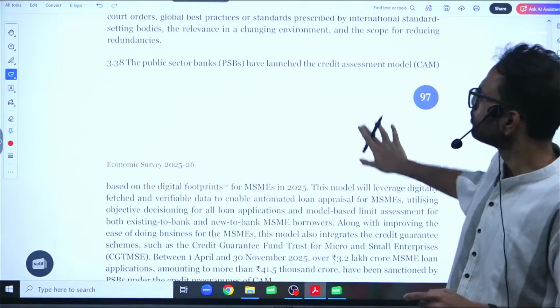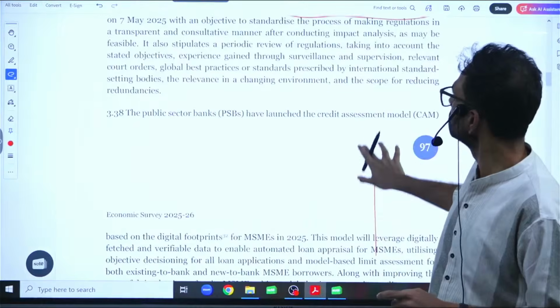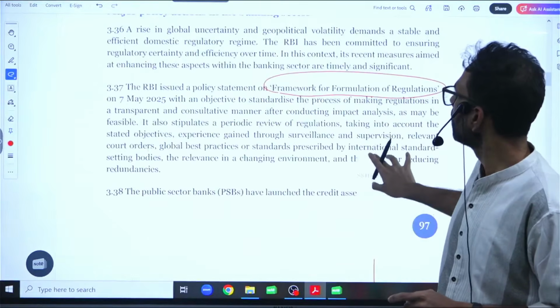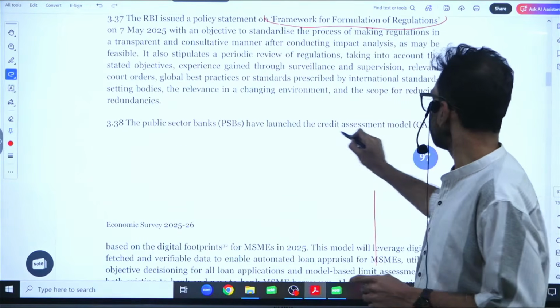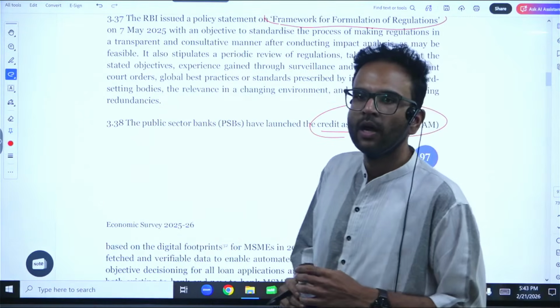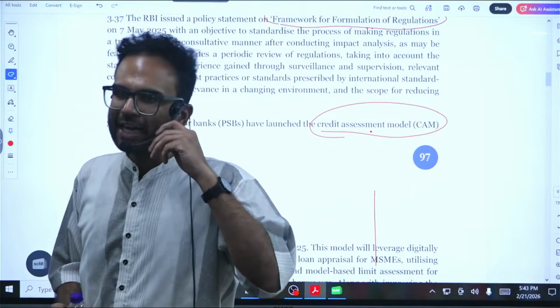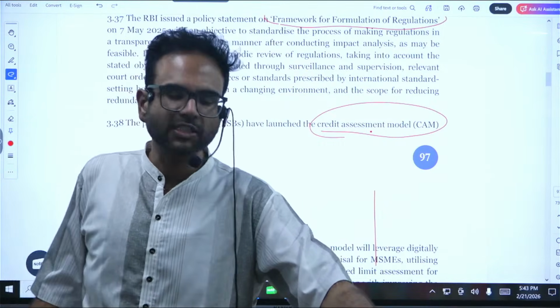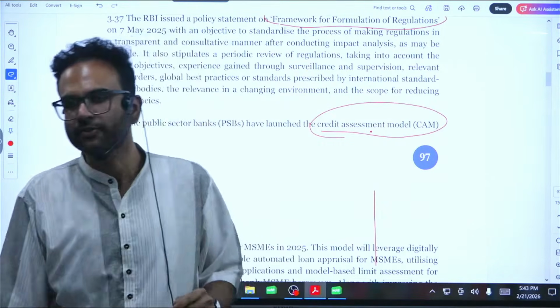Second, okay, then you have something called the credit assessment model by public sector banks. Before I explain this, let me explain some other concepts which are relevant in this space.